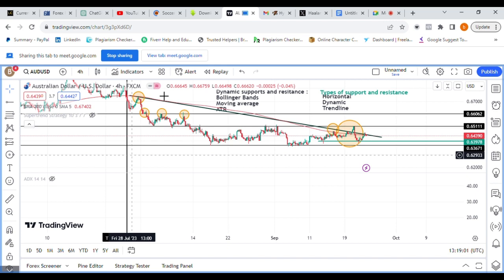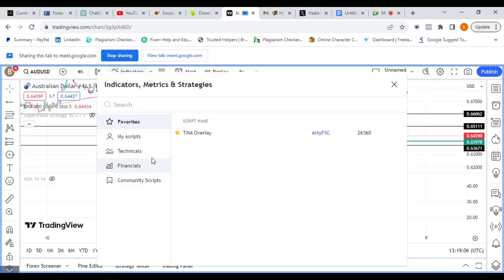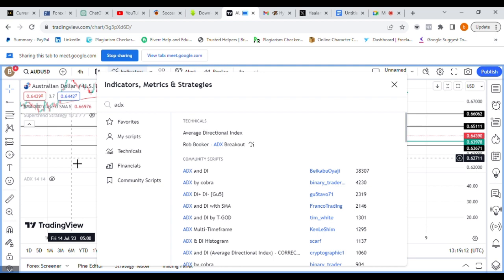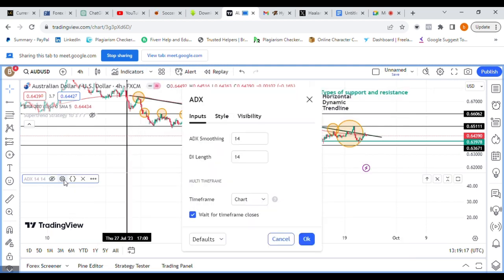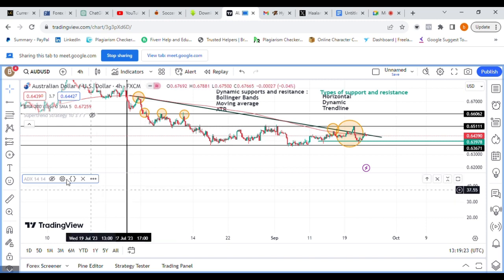When you go to your indicators, type ADX and search for it. You see Average Directional Index. Just pick it up. I've already picked that up. Set it at 14, 14. The right setting is 14, 14. Then you can see it here now.